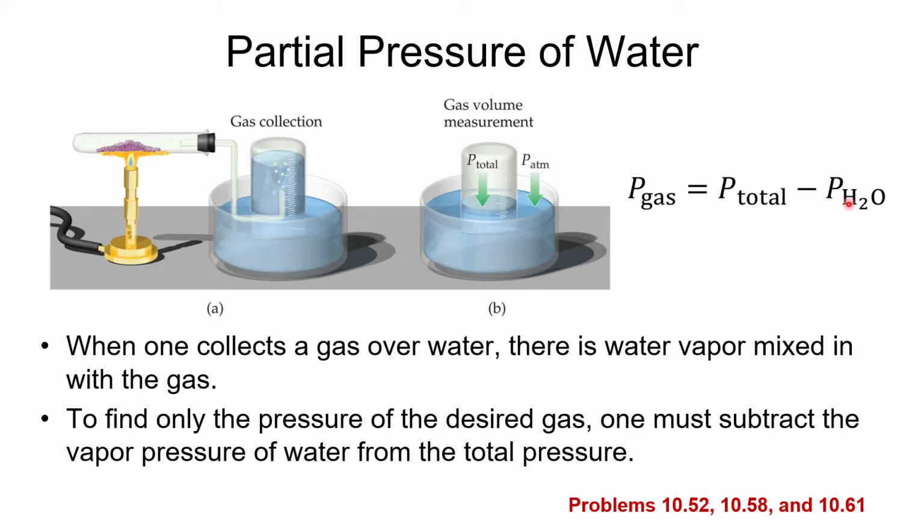We'll talk about vapor pressure in the second semester, but it's a temperature-dependent number that we're interested in. So we want to go back and look at number 52. We'll do 52, 58, and 61 here. So we're going to go back.